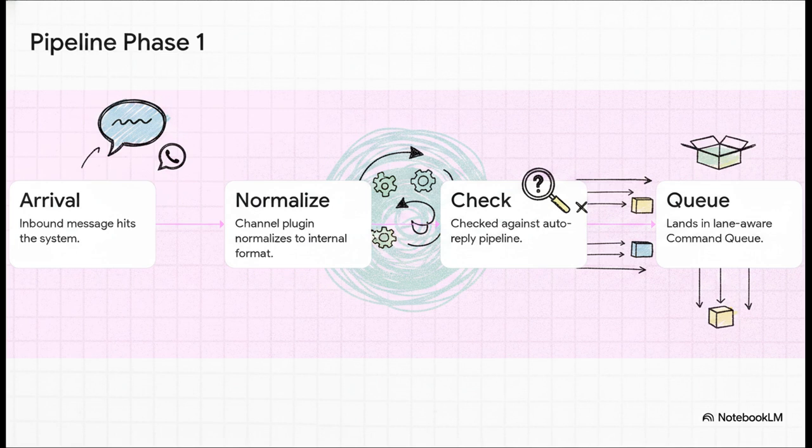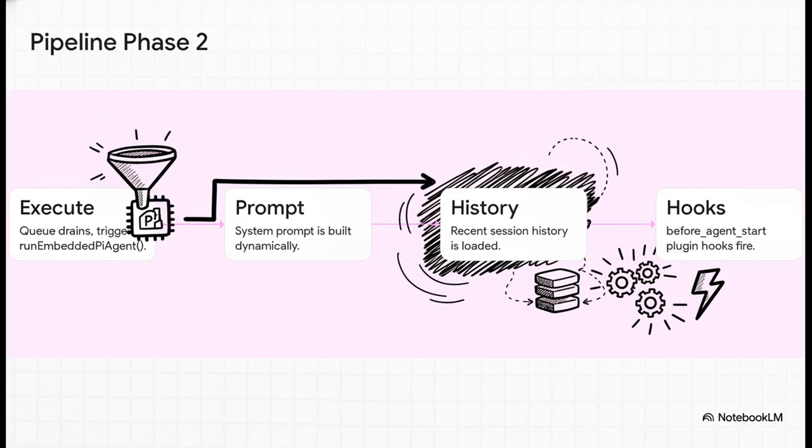And this isn't just a messy pile of data. It's a lane-aware first-in, first-out queue. That basically means it neatly organizes concurrency so messages don't collide with each other. Next, we draw a line to the actual execution phase. The queue drains and triggers the embedded Pi agent.